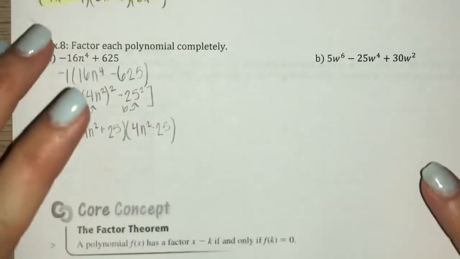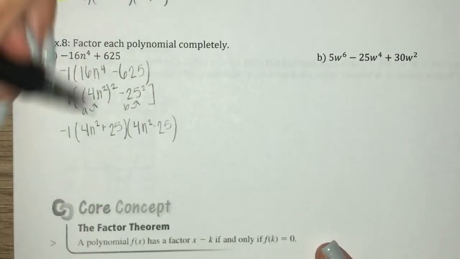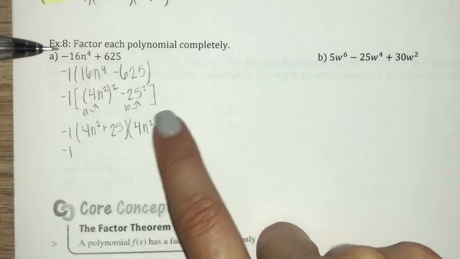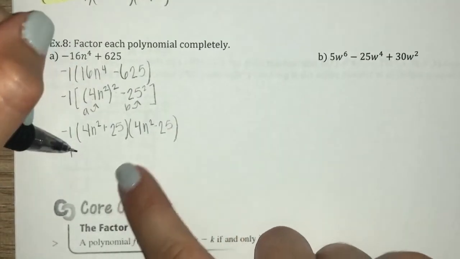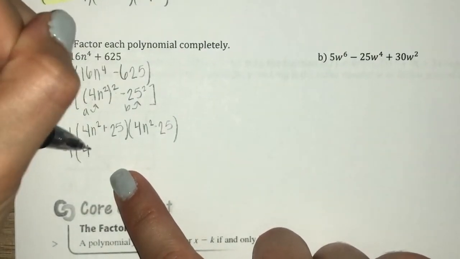And then we can check to see if there's a difference of squares again. So this is a sum, there's no pattern for a sum of squares, so that will just stay the same. But the 4n squared minus 25, that's another difference of squares. So I'm going to rewrite it. I'm just going to bring down the negative 1 times the 4n squared plus 25.